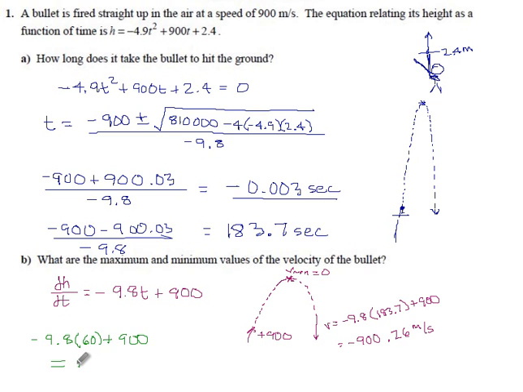I get an answer of positive 312 meters per second for the velocity after a minute, which would mean we're somewhere up here on our trajectory, going much slower, but definitely still rising. Got a ways to go before we get to our stopping point. After that, the velocity will go negative and then get bigger and bigger and bigger until we thump into the ground.